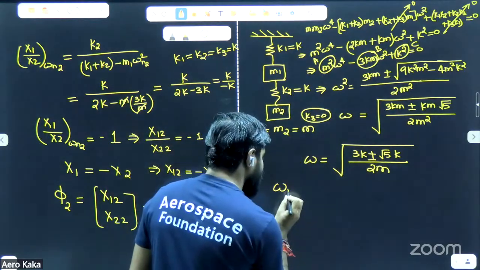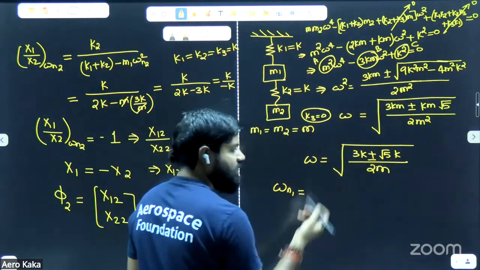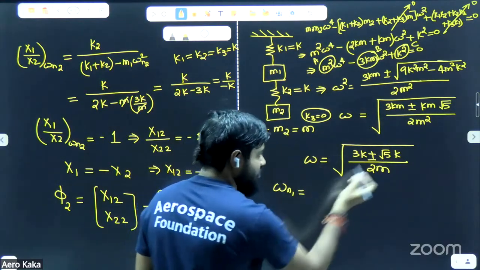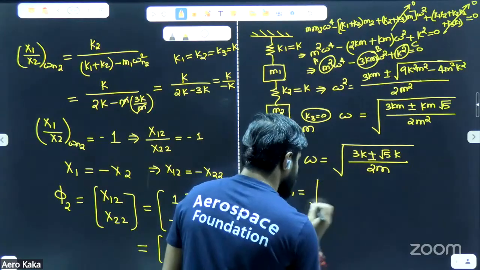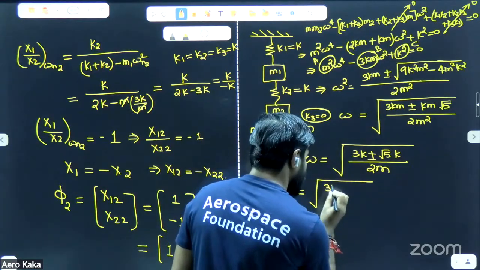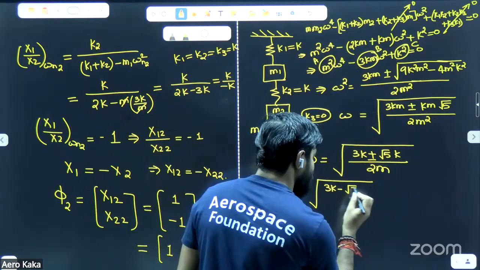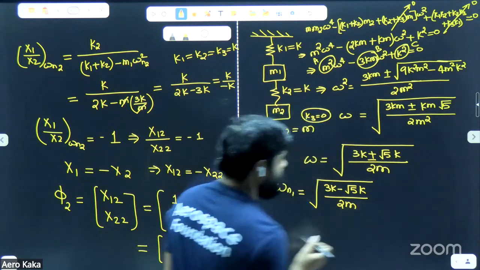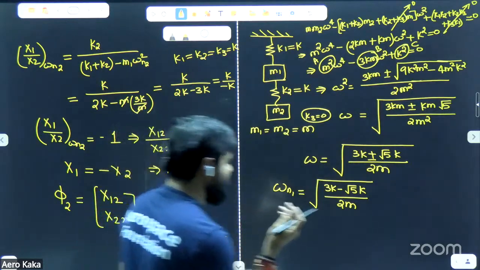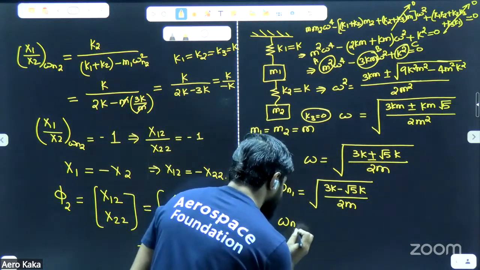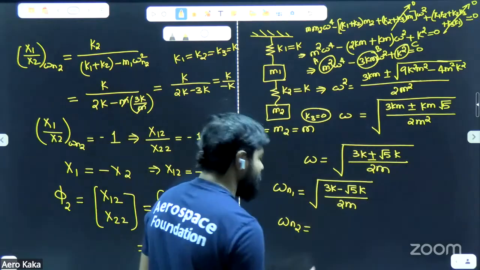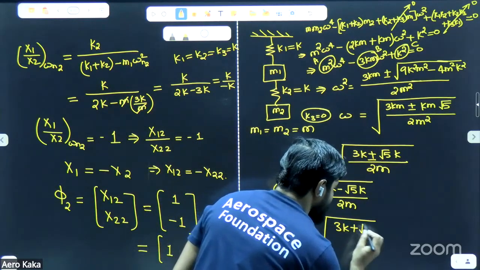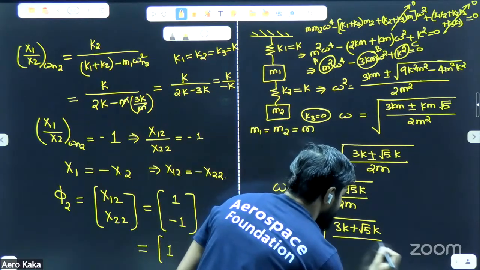So what is omega n1 going to be? It is the first natural frequency, the lowest one. And what is omega n2 going to be? The highest of these two. So omega n1 is going to be root of 3K minus root 5K divided by 2M. Could you verify, guys? Say something. Yes, and this omega n2 is going to be, just write down with the plus sign, root of 3K plus root 5K divided by 2M.